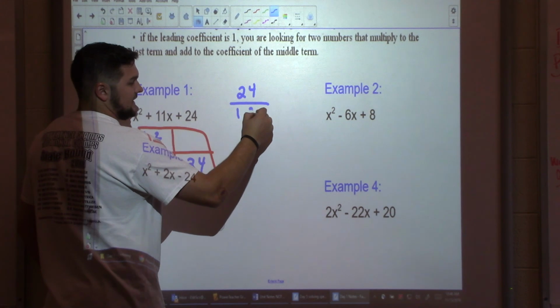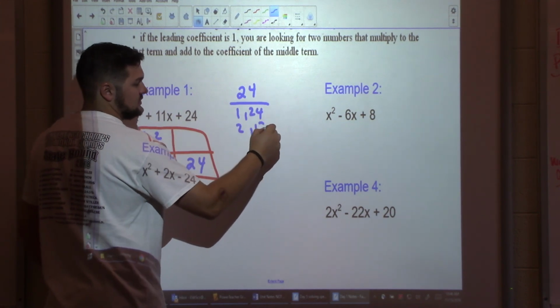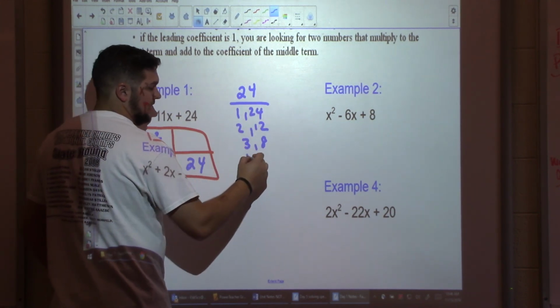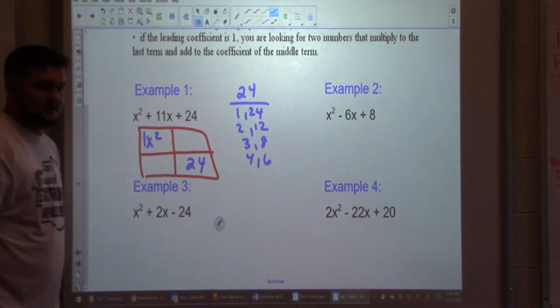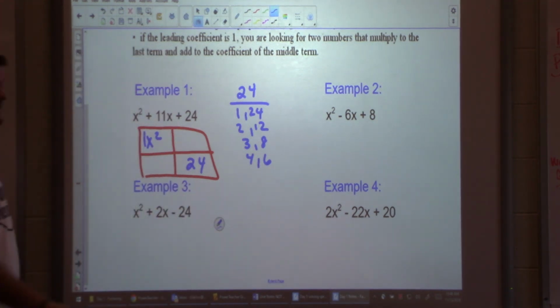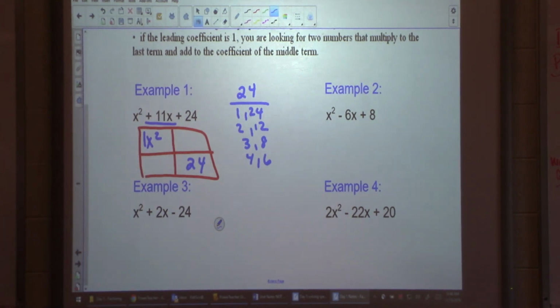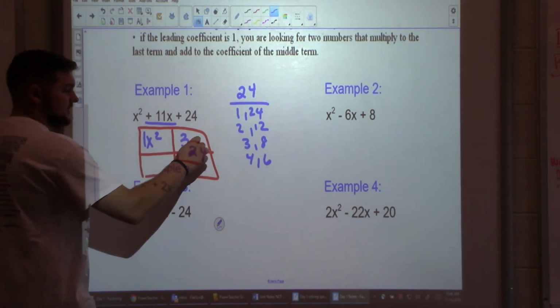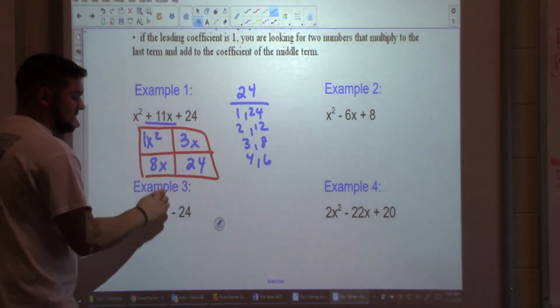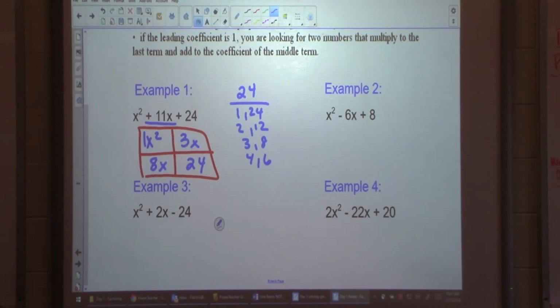And we're going to list our factors of 24. 1, 24, 2 and 12, 3 and 8, 4 and 6. We need to figure out which of those factors will add to positive 11x. 3 and 8. Right? 3 plus 8 will give me 11. So I put those two terms in the other two boxes. It doesn't matter which one goes where. It doesn't matter if the 3 goes top right or the 8 goes top right. They just both have to go in there.